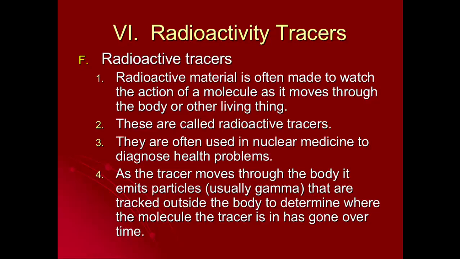And as they move through the body, they're going to emit particles, usually gamma, because you want them to come out of the body so that you can see what's going on. And the other things that you'd put in there, they wouldn't make it out of your tissue to be seen. So they then put these detectors around your body, and they're able to see where the gamma particles are coming out, and from that they can see where the tracers have gone in your body.